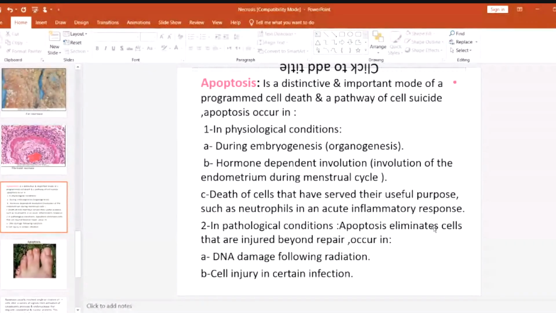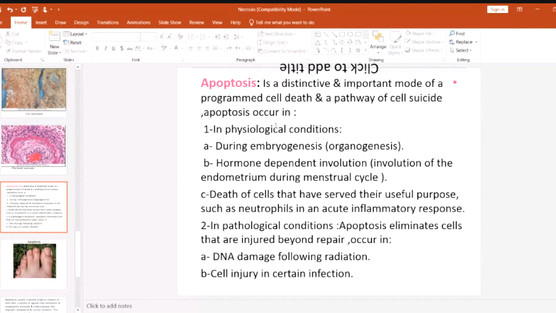Apoptosis is cell death. Okay, what is the difference between apoptosis and necrosis? Here it is a programmed cell death, يعني cell suicide. يعني the cell life will end. So it is a programmed cell death, or a pathway of cell suicide.